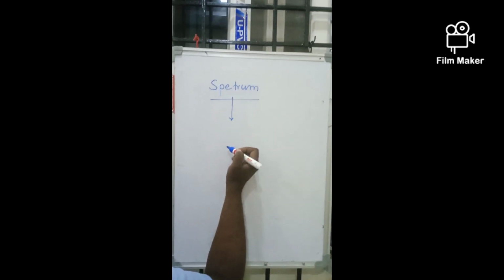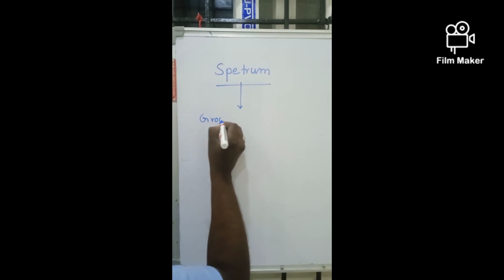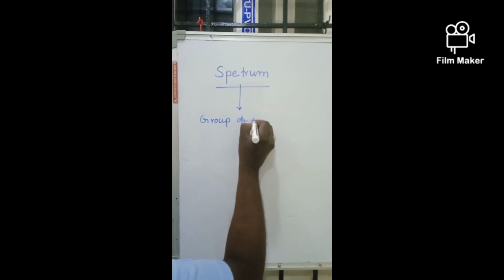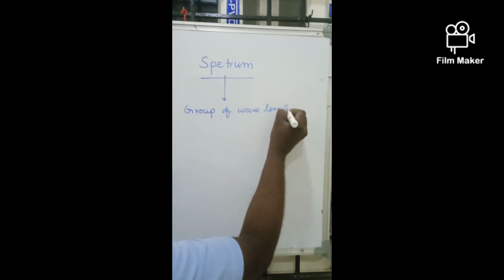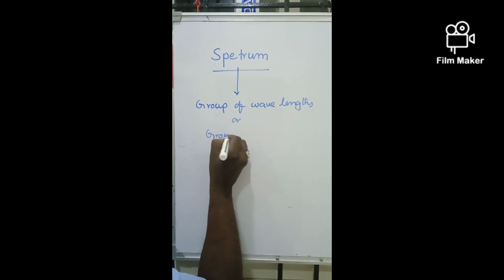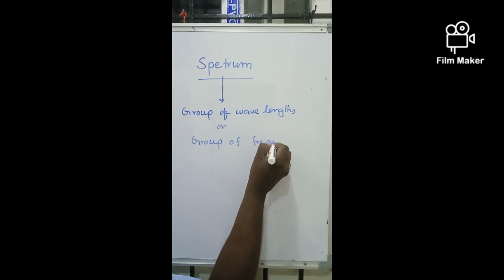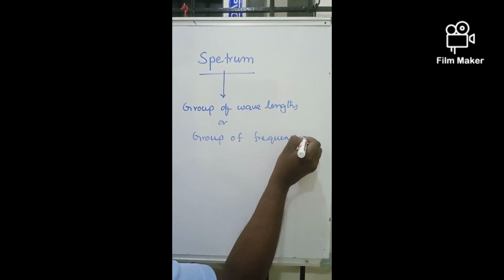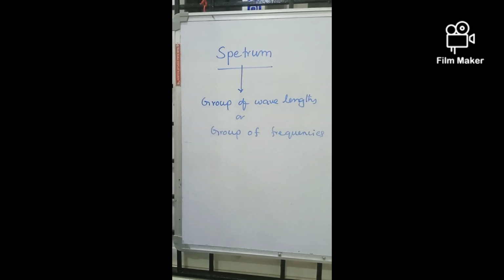Spectrum defines a group of wavelengths or group of frequencies. What is a group of wavelengths and group of frequencies?